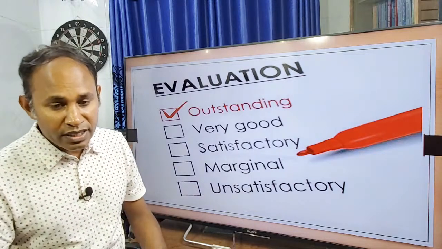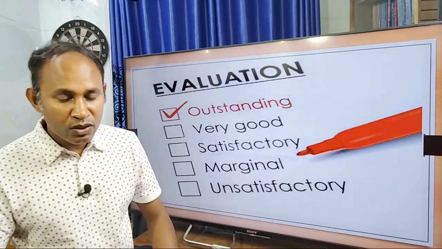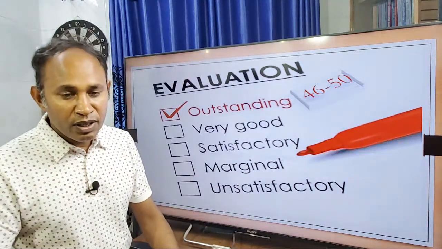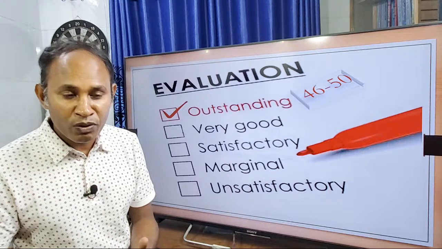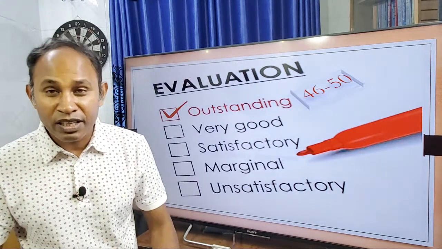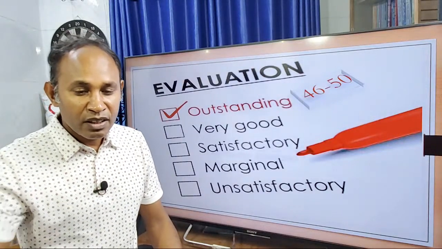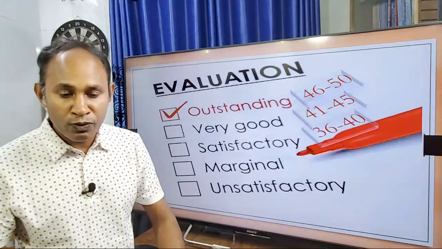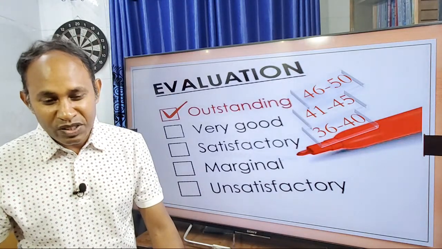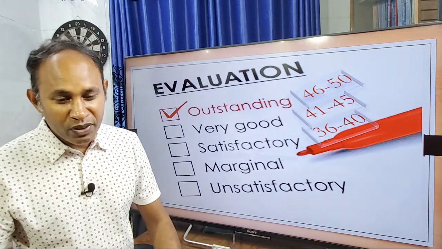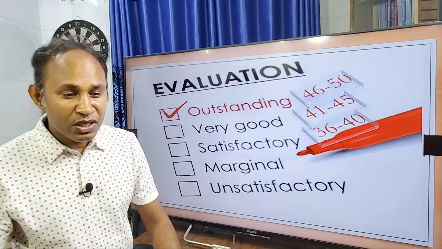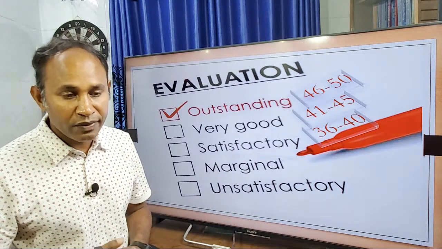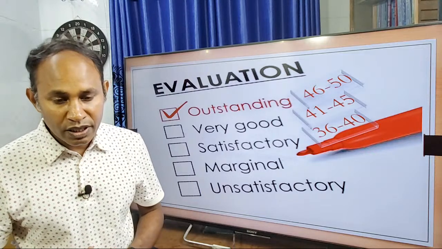And that's the end of the test. Now please count your marks. How much have you got? If your marks are between 46 and 50, you will get outstanding. Most of you will get outstanding today, because you have done excellent in your test today. Then the very good range is 41 to 45, and satisfactory is 36 to 40. Today most of you are probably getting outstanding, right? So let's see how much you have got. Would you please write down your marks as well as your grade point, your evaluation that you have achieved today, whether outstanding, very good or satisfactory.